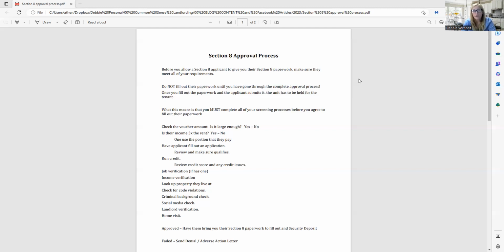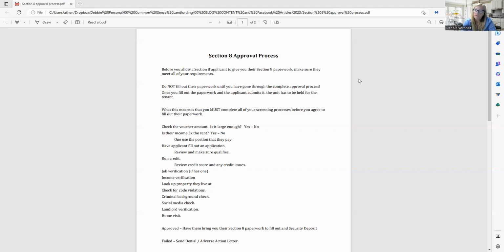Now, if for some reason you turn them down, you need to be sure and send them a denial or adverse action letter, especially if it was because of their rental history, their credit, or a criminal background. Those are the three times you have to. Now, if you had multiple applications and this person was turned down simply because you had one house and four people that qualified, you don't need to send this since they weren't denied on those other three things.